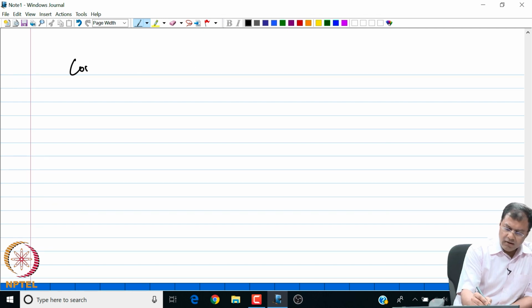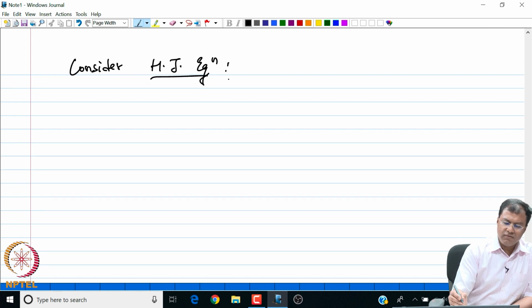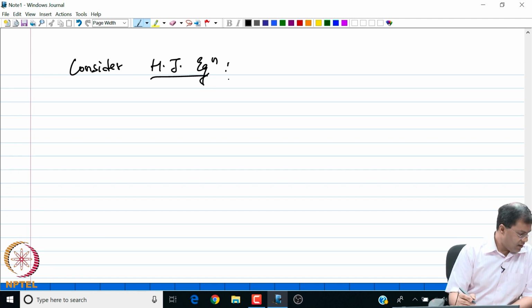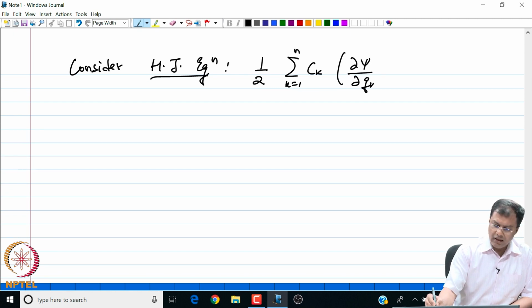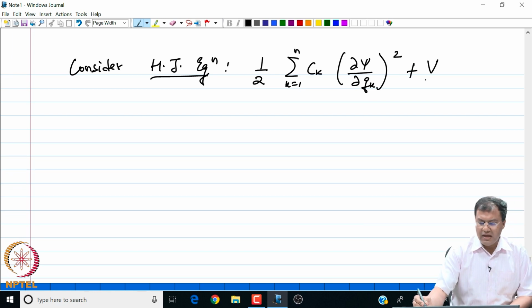We consider our Hamilton-Jacobi equation of the form that we have seen in our separation of variables. Let us say we have the following form: half, sum over k from 1 to n, of c_k times (∂ψ/∂q_k) squared, plus the function V, is equal to α1, where the α's are constants.